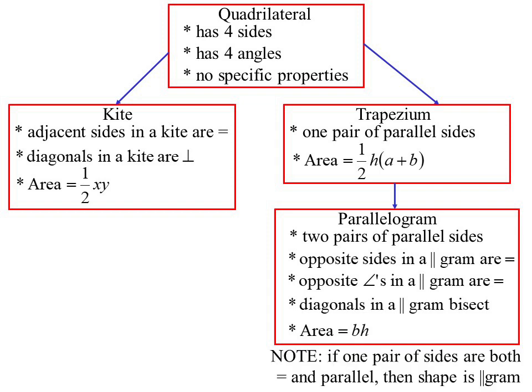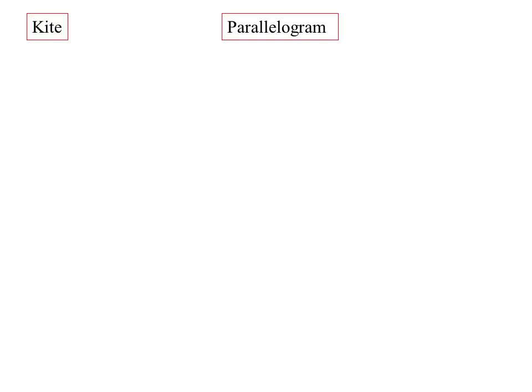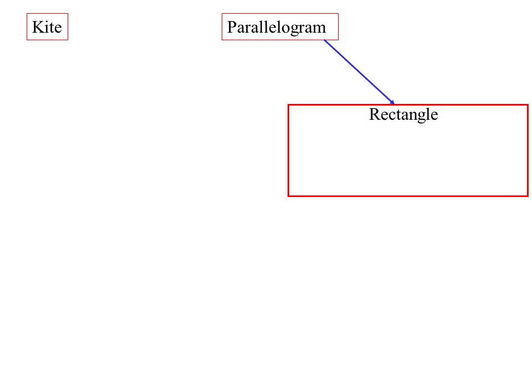Now, if you wanted to prove something was a parallelogram, actually, you can do it with just 1 pair of sides. If they're both parallel and equal, then that's enough to say it's a parallelogram. So we have the kite, we have the parallelogram. The parallelogram goes over to the rectangle. It becomes a little bit more specific.